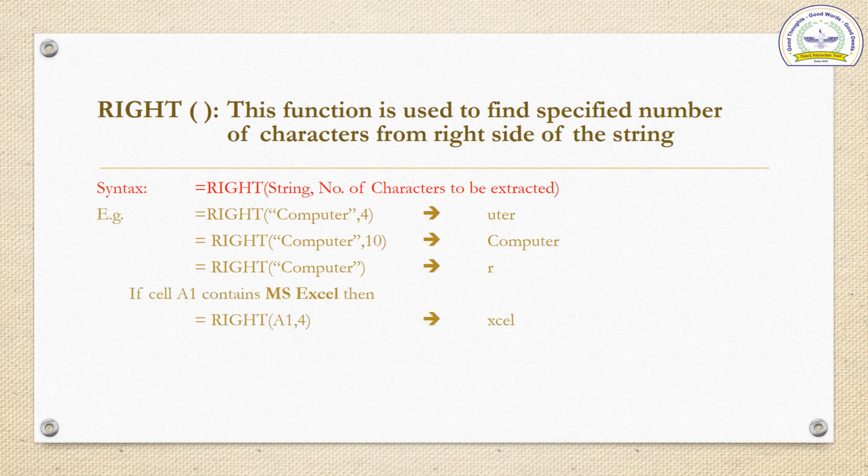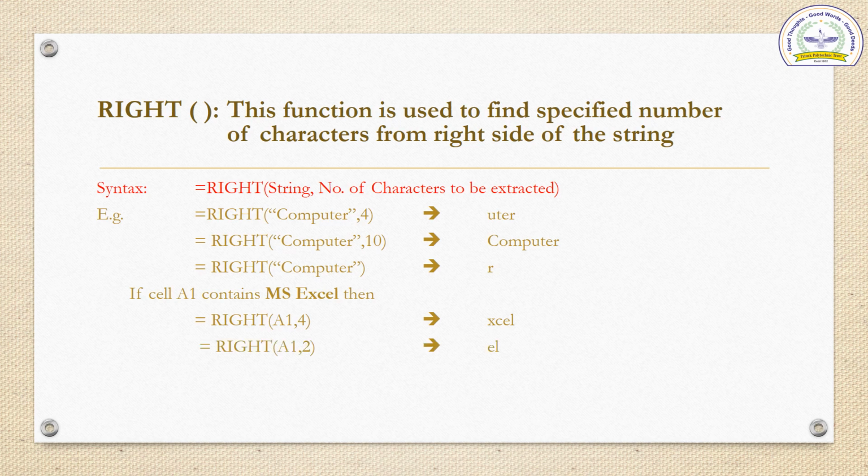Now for the RIGHT function, the first argument is given indirectly in terms of a cell reference. Here, for example, A1 is the cell that contains the string MS Excel. And in the case when we want to extract 4 characters of this cell A1, the output will be XCEL, which are the 4 characters of the string MS Excel from the right side.